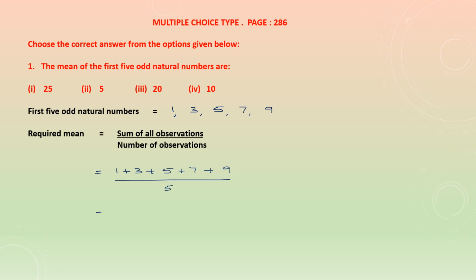So that is equal to 25 divided by 5. 25 divided by 5 is 5. So the required mean is 5 and this is our answer. And which option is that? That is option 2, 5. So that is our answer.